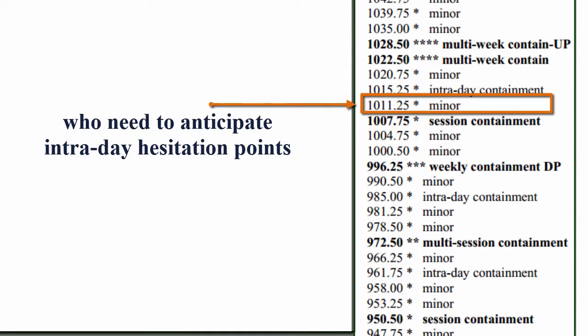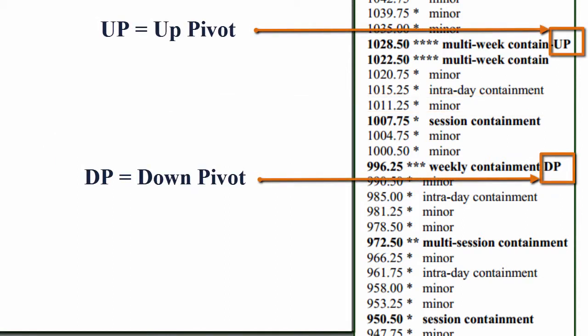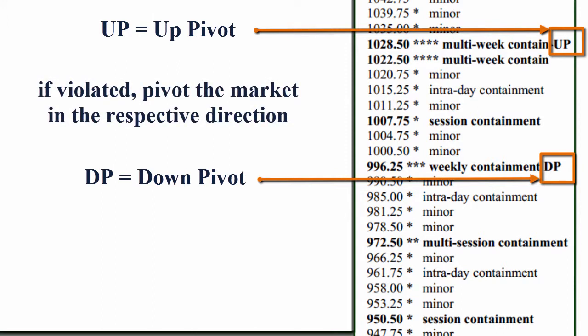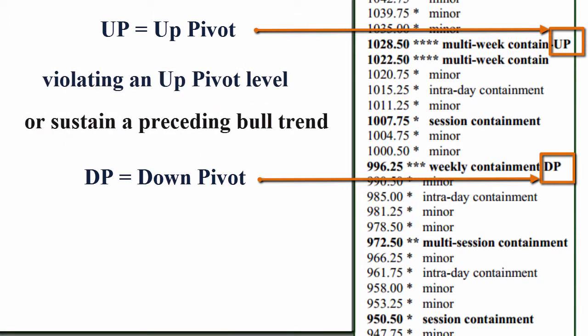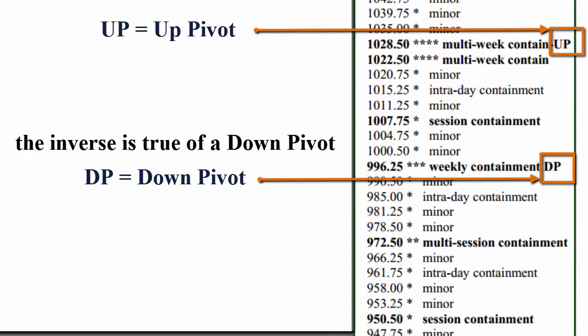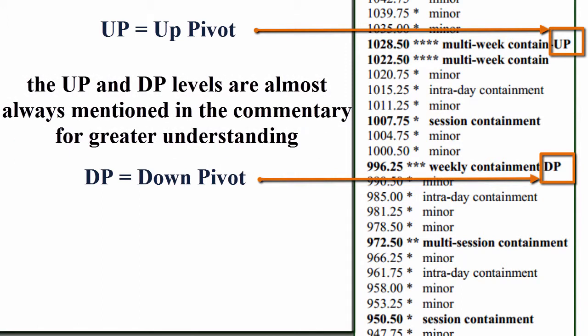Another annotation you'll find in the support and resistance column are the up pivot and down pivot abbreviations, representing levels that, if violated, pivot the market in the respective direction. For instance, violating an up pivot level should either reverse a preceding bear trend or sustain or even accelerate the upside momentum of a continued bull trend. The inverse, of course, would be true of a down pivot. The up and down pivot levels are almost always mentioned in the commentary to provide greater context and understanding.